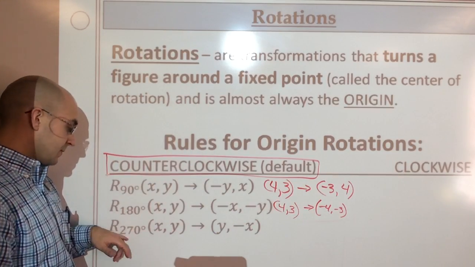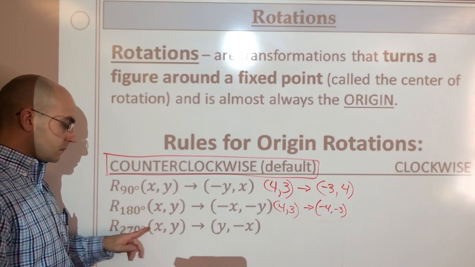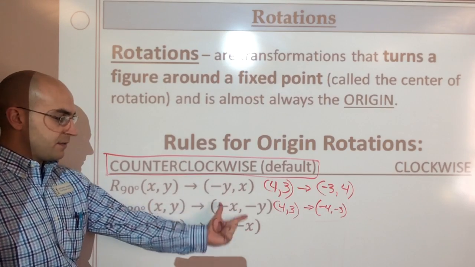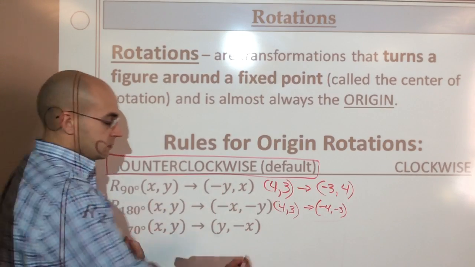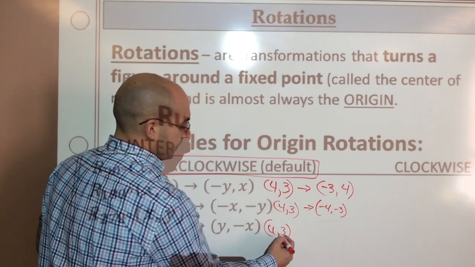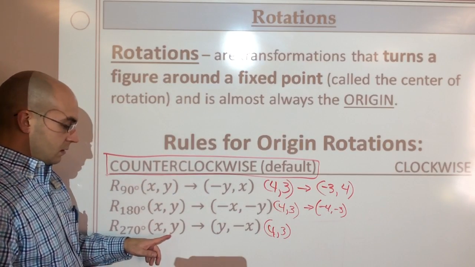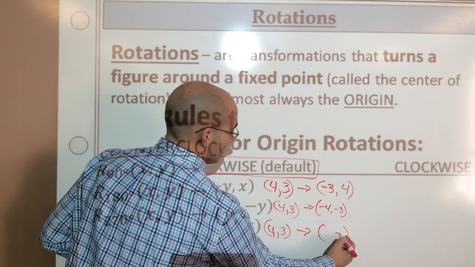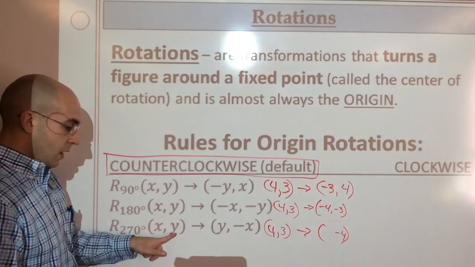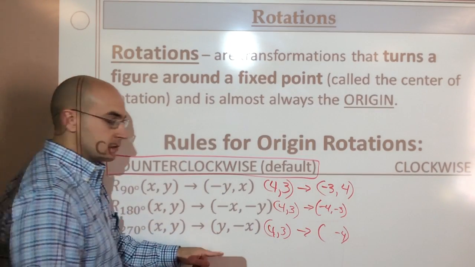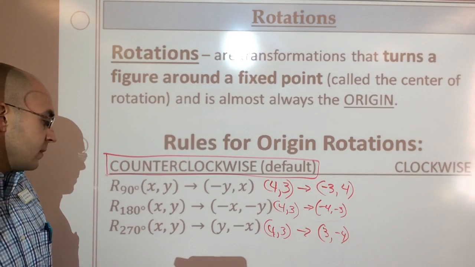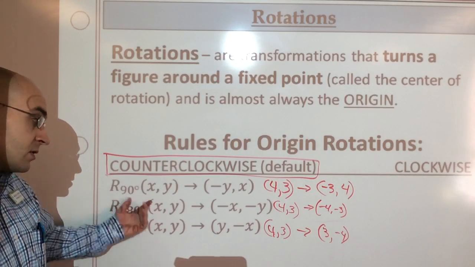Okay? Last one here, 270 degrees. X comma y becomes y comma negative x. So kind of the flip of this first one. So, again, using our 4 comma 3. The x value is going to go to the back when we make it a negative. Okay, so it's going to go here. So it's going to be a negative 4. And then the y value is going to move to the front, and I'm going to keep it. Okay, so this is going to be a 3 comma negative 4. Now, we're going to do a lot of graphing, so you'll be able to see it's a little easier than this. But these are the rules.